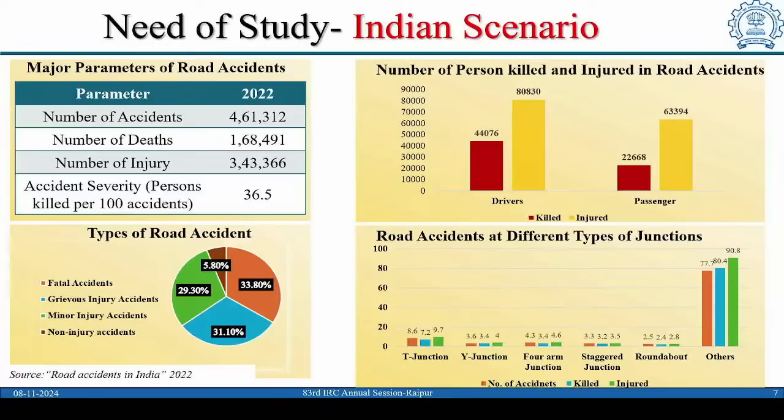in 2020 more than 4.6 lakh accidents happened, in which more than 1.6 lakh people died, and more than 3.4 lakh people were injured. The accident severity is 36.5%, and most of the deaths are related to fatal accidents. Most of these accidents happened at T junctions, and in those accidents about 44,000 drivers and about 22,000 passengers were killed.